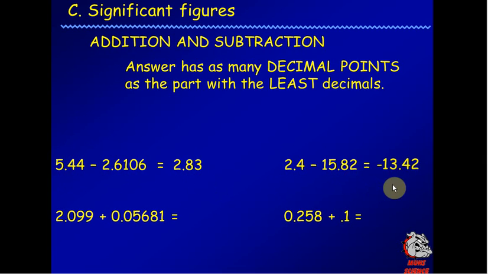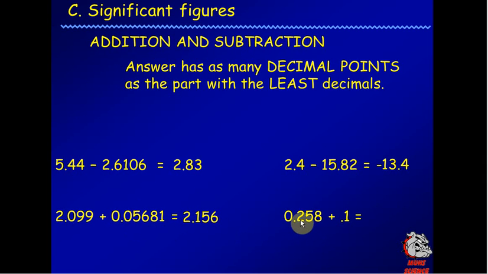Over here, we have 2.4 minus 15.82. That's negative 13.42. But my least precise measurement is only 1 decimal place. So this can only be 1 decimal place, so you would round that off to negative 13.4. Next, 3 decimal places, 5 decimal places. So my answer, of course, is only allowed to have 3 decimal places. So I need to round this off to 2.156.